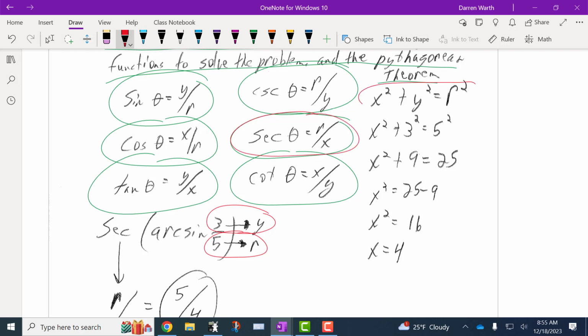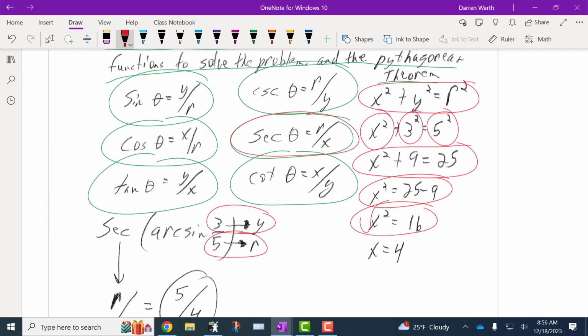So using my Pythagorean theorem, x squared plus y squared equals r squared. x squared is what I'm looking for. 3, which is my y, is 3 squared. 5 is my r, which is 5 squared. So I've got x squared, 3 squared is 9, 5 squared is 25. Subtract 9 from both sides, I get x squared equals 25 minus 9, so x squared equals 16. Take the square root of both sides, and I get x equals 4.